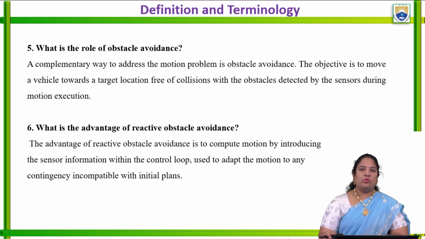Next, what is the role of obstacle avoidance? What do we mean by obstacle avoidance? When any robot is moving in an industrial area or in any organization, we have to program that robot in such a way that it can identify at what place an obstacle is present, and the robot with its sensors will act accordingly by avoiding the obstacles. That is, the way to address the motion problem is known as obstacle avoidance.